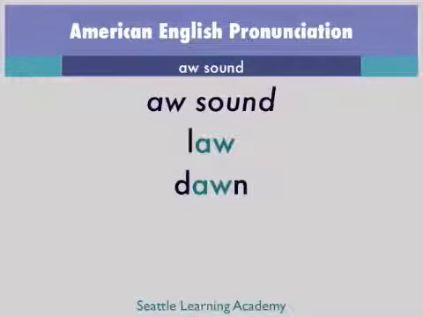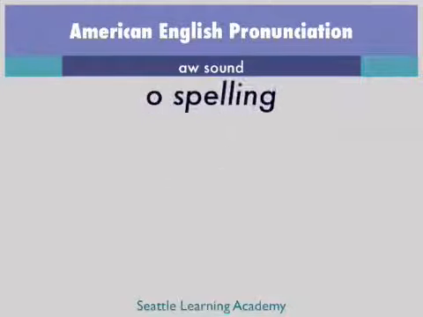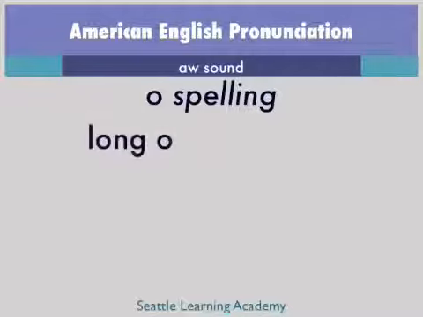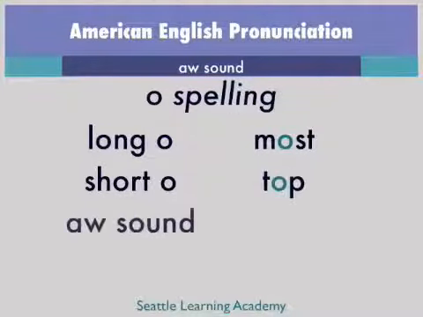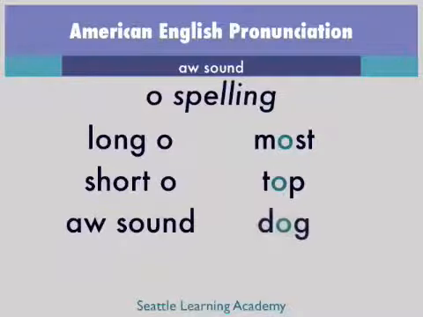The new sound is the AW sound. It sounds like this, aw. The name AW sound is used because that is one of this sound's common spellings, as in the words law and dawn. I also noted this sound when I talked about the O spellings. The O spelling can sound like a long O, as in the word most, or a short O, as in the word top. It can also sound like an AW sound, as in the word dog.